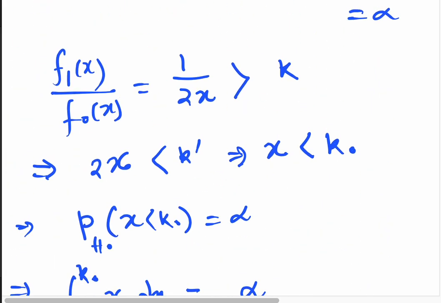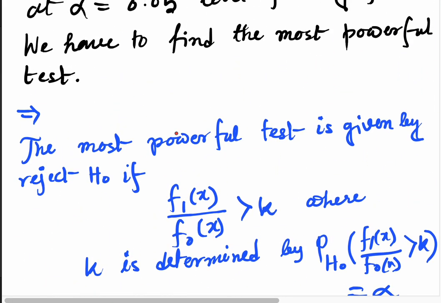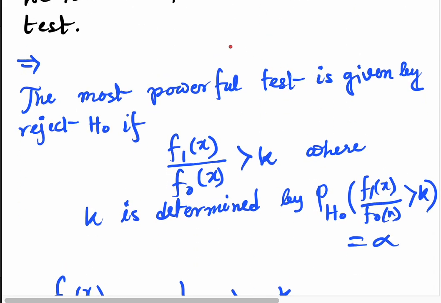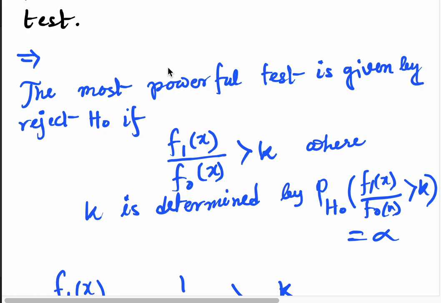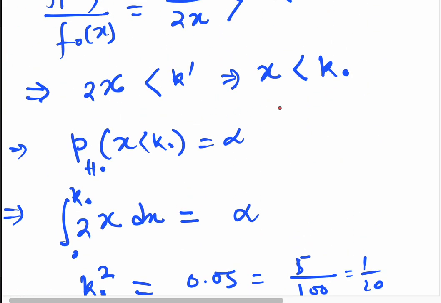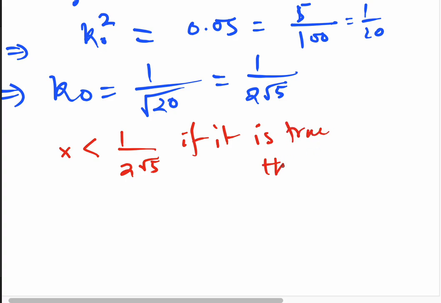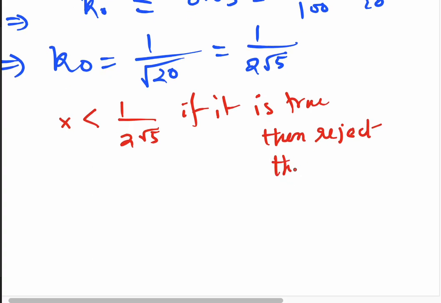Then the most powerful test is that when x is less than k0, that is, x is less than 1/(2 root 5), if this is true, then reject the null hypothesis.